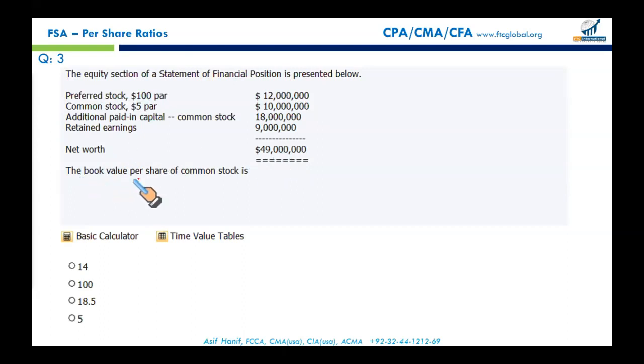The book value per share is equal to the total common equity, mind the word common equity. Preferred stock is not common equity. Common stock, additional paid-in capital, and retained earnings, this is what you call the common equity. If you divide the common equity, which I believe is going to be 18 plus 10 plus 9, 37 million.